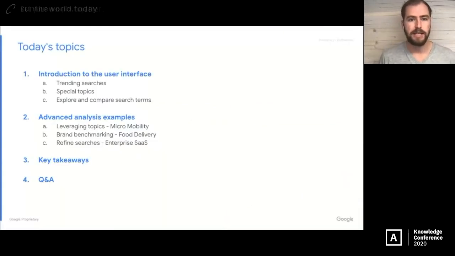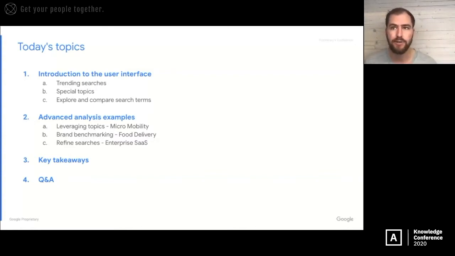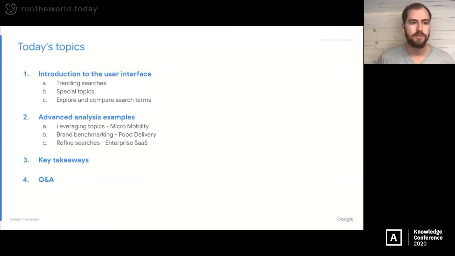What I'll cover in the session today: I'll briefly introduce you to the interface, just show you what you can do. And then we'll dive into three exciting use cases. The first one will be around micromobility scooters, looking a bit into the past when they exploded in terms of usage and interest. We'll look at food delivery as a way to do brand benchmarking and also look at different markets. And then I'll show you some tools for looking at enterprise SaaS investments or startups, and how you can do comparisons with Google Trends there. Some quick key takeaways, and then we'll head over to Wonder for the Q&A.